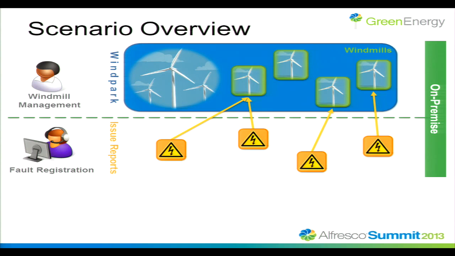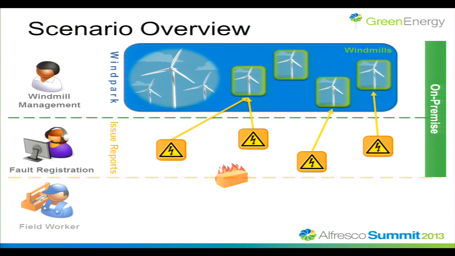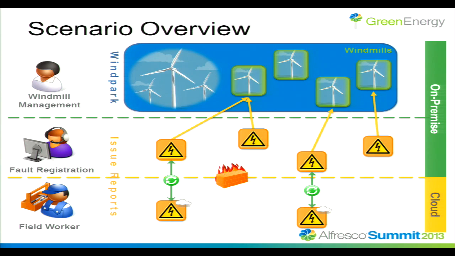To complete that scenario, we probably won't have time to cover all that stuff, but in general, this scenario also shows that there is a field worker team which goes on site to the windmill and repairs it or maintains it. And for this, we can synchronize with the cloud, with the hybrid cloud, but only those issue reports which have to be accessed by the field worker.